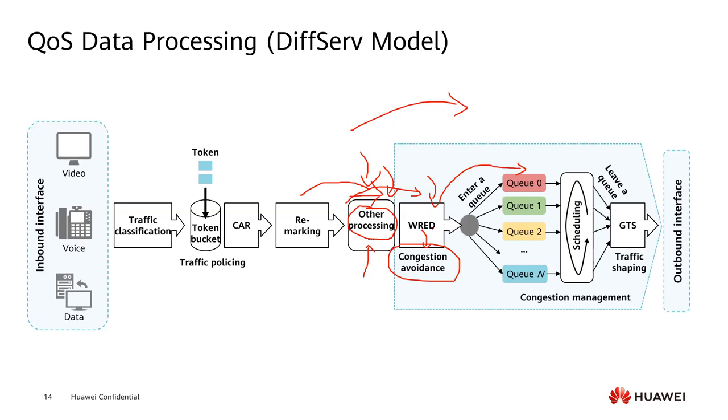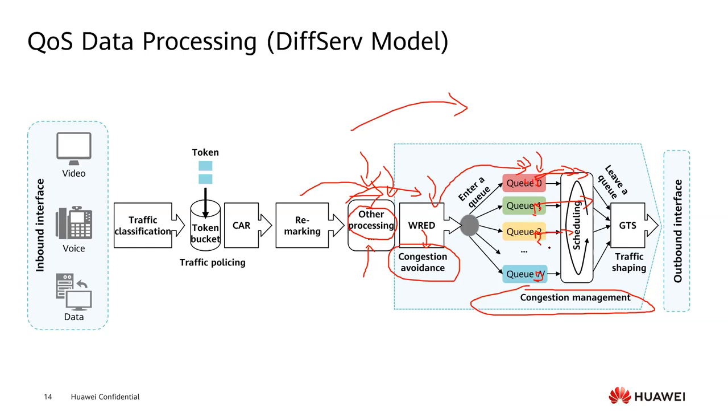If the packet is allowed to go into some queue, the packet will wait in those queues. When the packet goes out from the different queues, it will go through the congestion management module first. This module schedules the queues, deciding which queue can forward first and go out first, and which queue needs to wait and go out later. So this is congestion management.